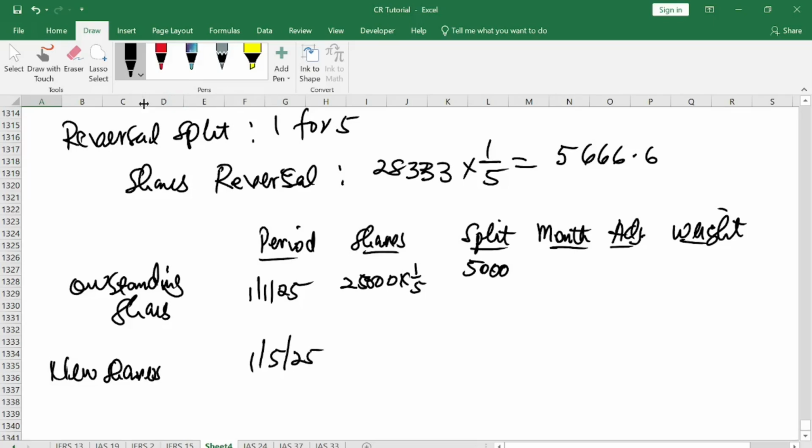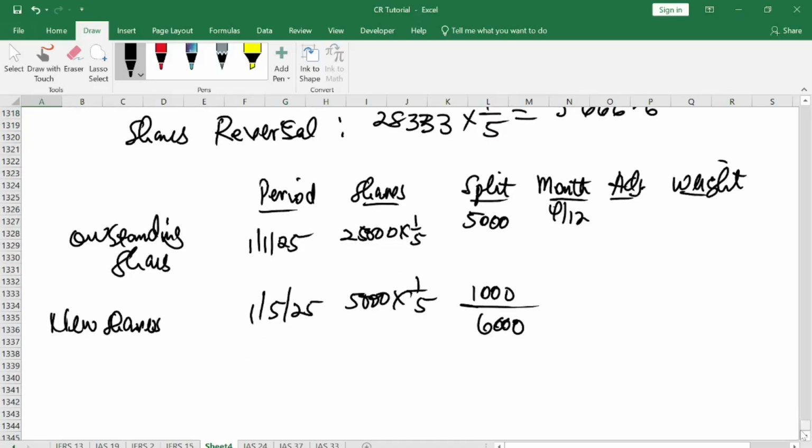Then the new shares were also acquired on 1st May 2025. And how much was that? 5 million. And I want to reverse the split. So what do you have here? The months was 4 over 12. So you add it here, it will give you 6,000. Then here will be 8 over 12. Have you seen this total?